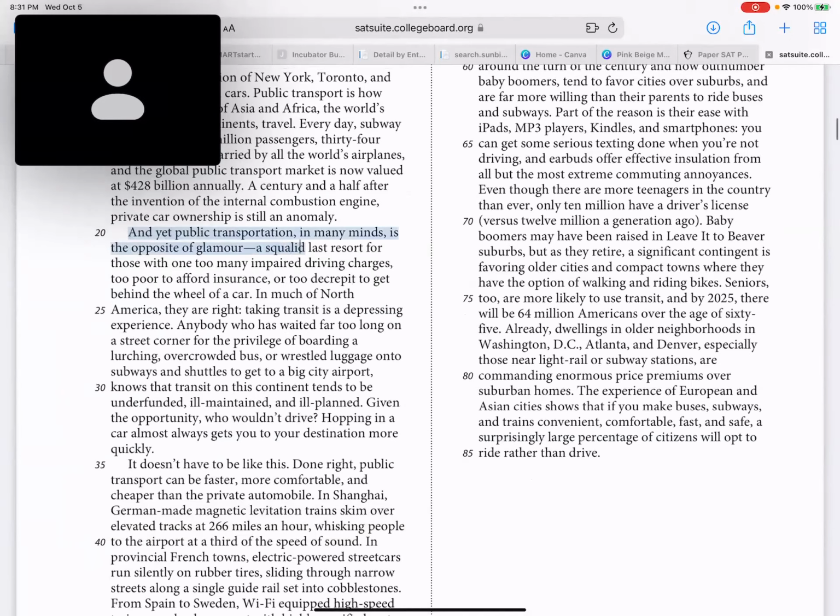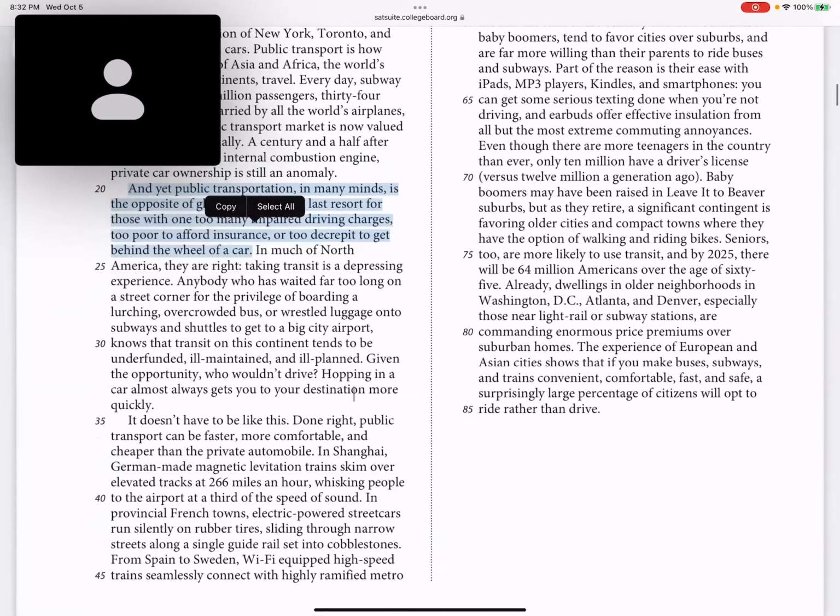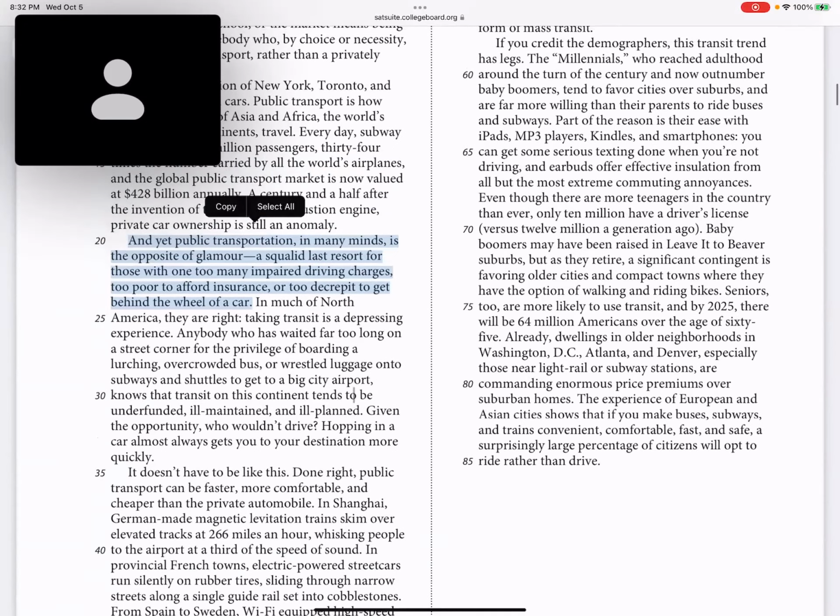And yet public transportation in many minds is the opposite of glamour, a squalid last resort for those with one too many impaired driving charges, too poor to afford insurance, or too decrepit to get behind the wheel of a car. Okay, so that's the one we're saying as evidence. I was going to say, what does that really tell us as far as the... okay, we're going back on B.